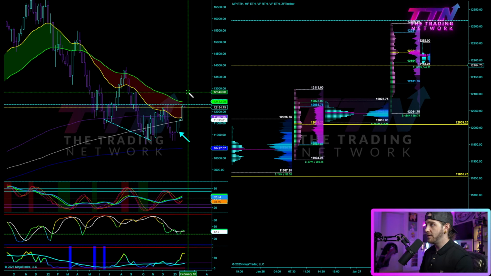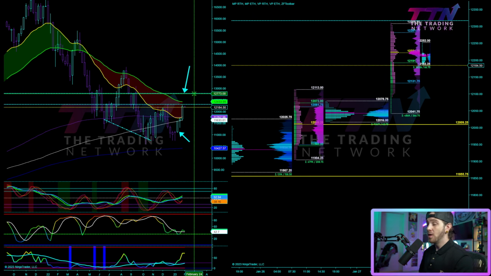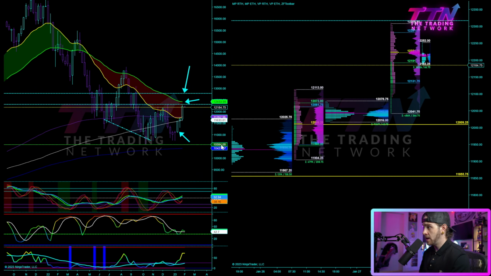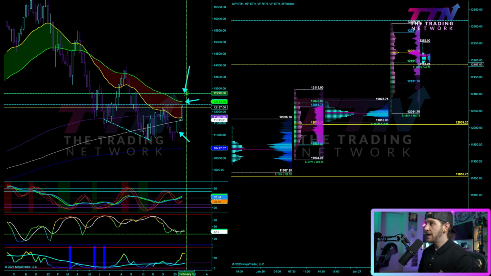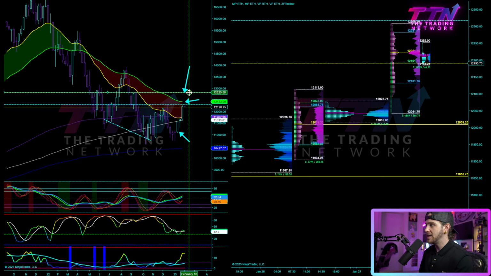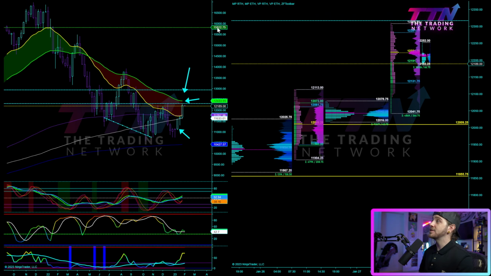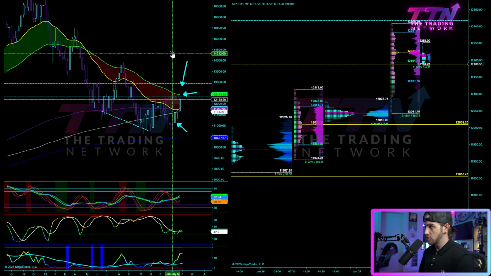If we can move above and get accepted above that area, just as I discussed from a profile perspective, we're very likely to move into, I would say the first area to test would be the 50 EMA on the weekly, which is around 12,430. And then above that, I would indeed be looking at this 12,750, 12,790 area. And we could even draw it up a little bit further towards 13,000, where once again we have a resting weekly naked point of control.